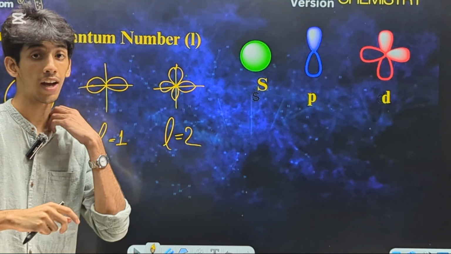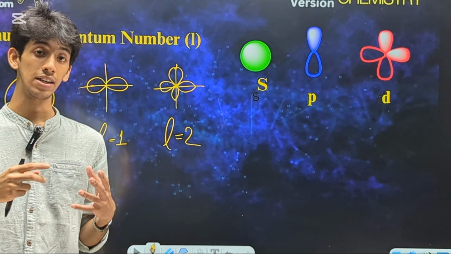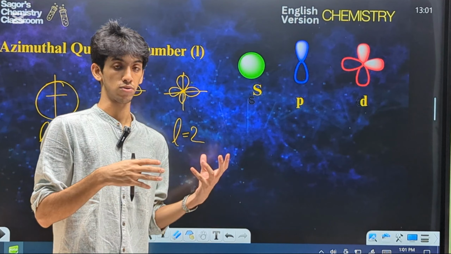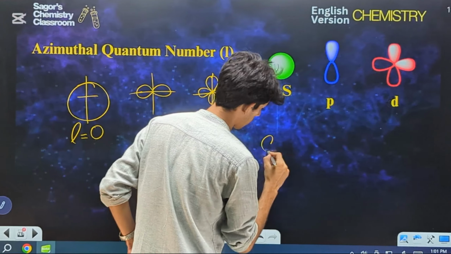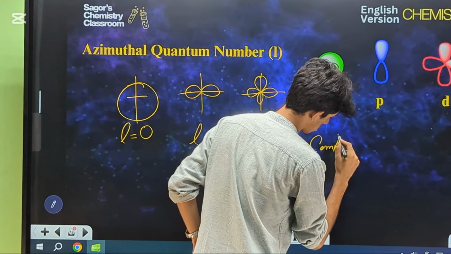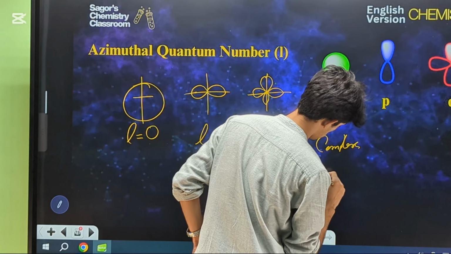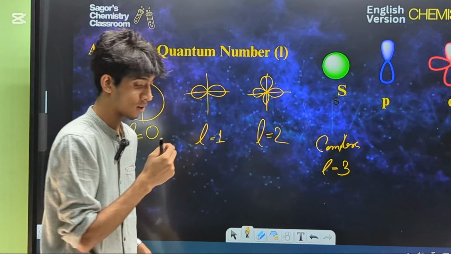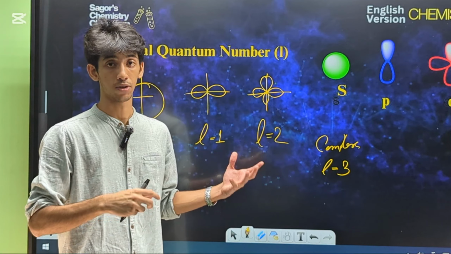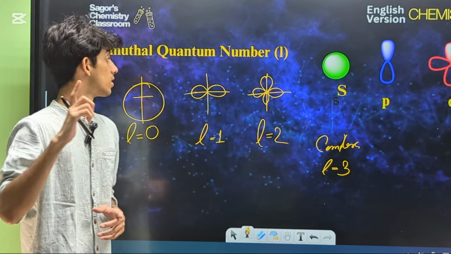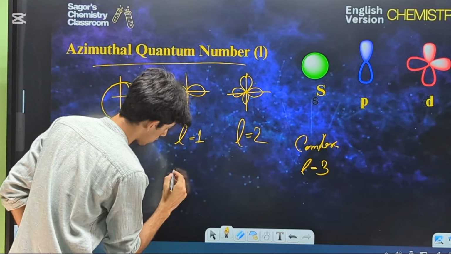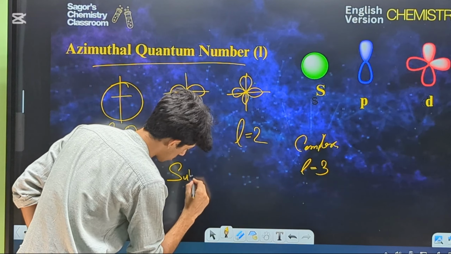But in case of the value of L equals 3, the rotation of electrons gets complex, so we cannot draw this. We'll just write complex for L equals 3. So these are all the information about the azimuthal quantum number. But the thing I haven't mentioned is that the azimuthal quantum number is also called the subsidiary quantum number.